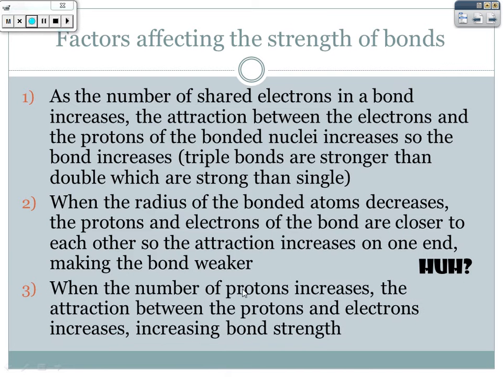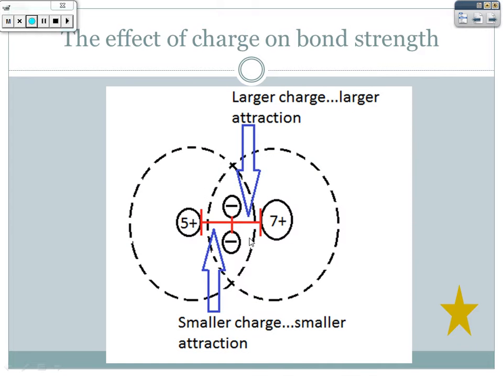And then when the number of protons increases, or the effective nuclear charge of a nucleus increases, the attraction between the protons and electrons increases, increasing bond strength. So let's look at that. Here we have equal distances but stronger poles, and so the larger charge has a larger attraction, the smaller charge has a smaller attraction, and it just increases the bond strength because there's a larger attraction between the positive and the negative. Okay, don't worry too much about it. Mostly just take away that the more electrons in a bond, the stronger the bond. So double is stronger than single, but double is weaker than triple.